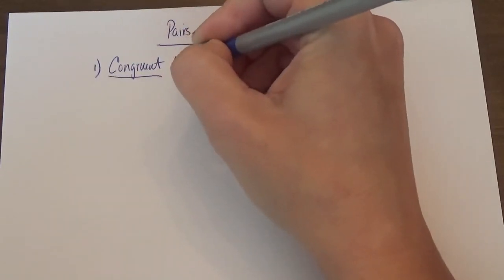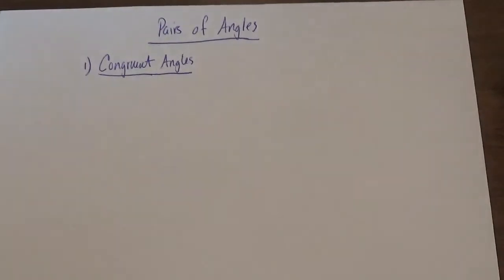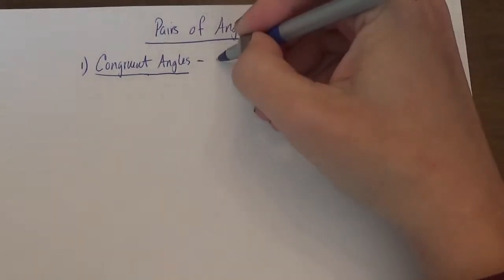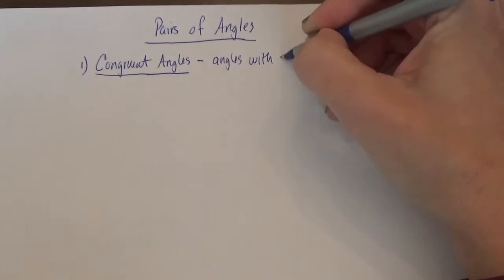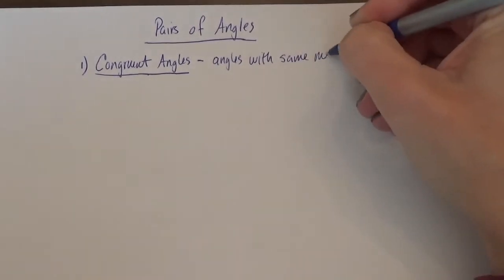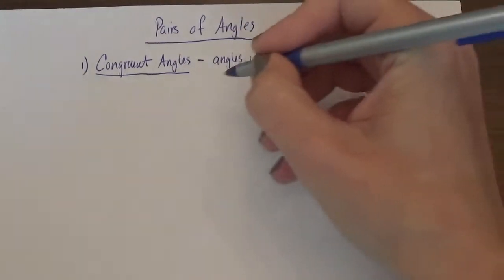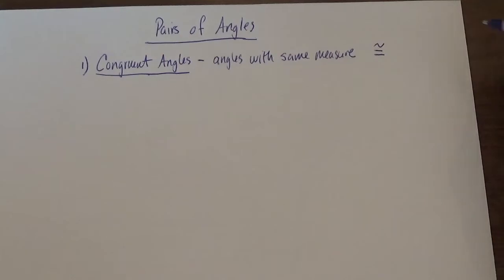So congruent angles. Do you remember what congruent means? It really just means the same size, same shape. So congruent angles are angles with the same exact measure. The symbol for congruent is an equal sign with a little squiggly over it. So that's how you say congruent.